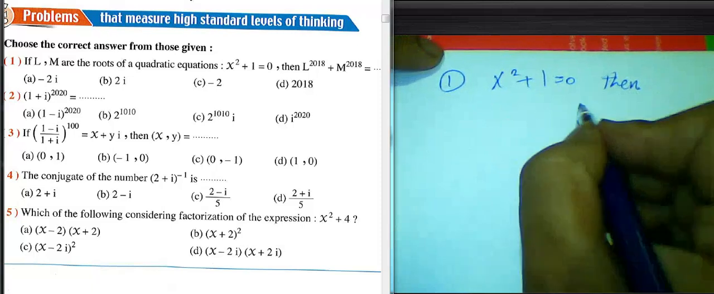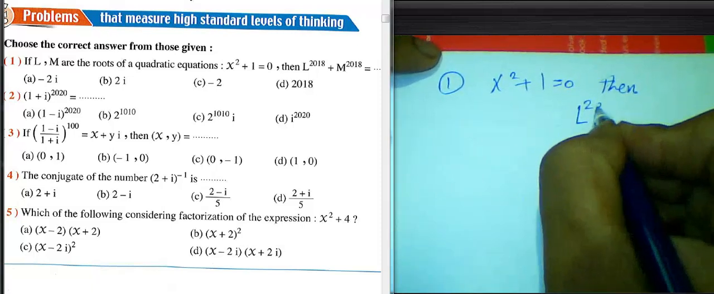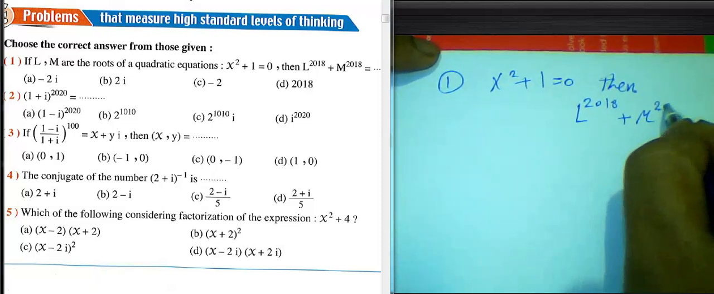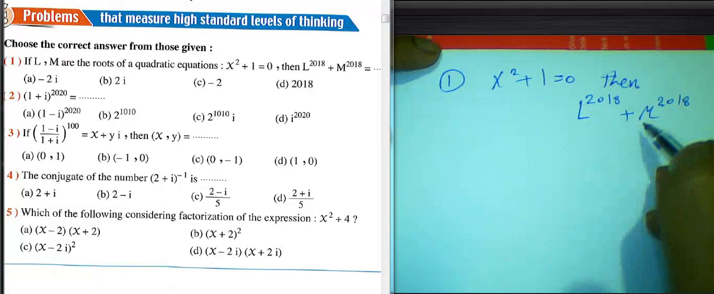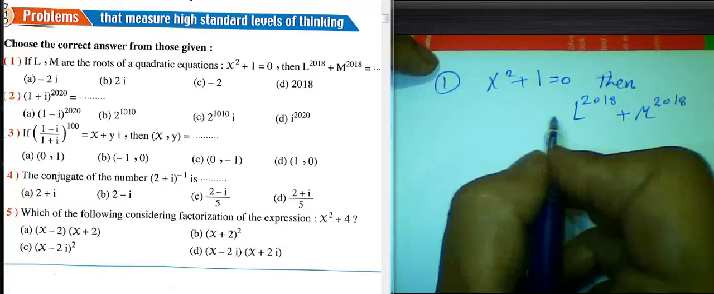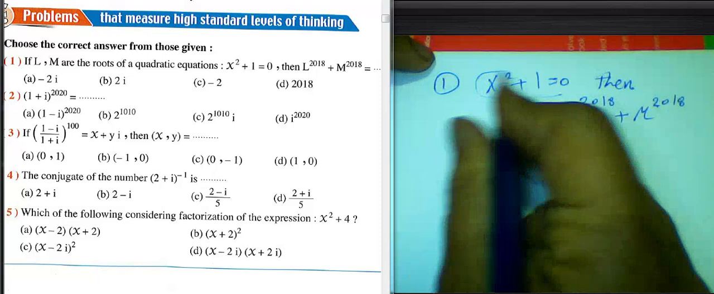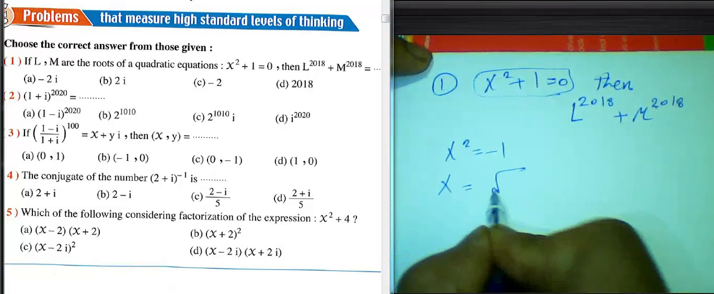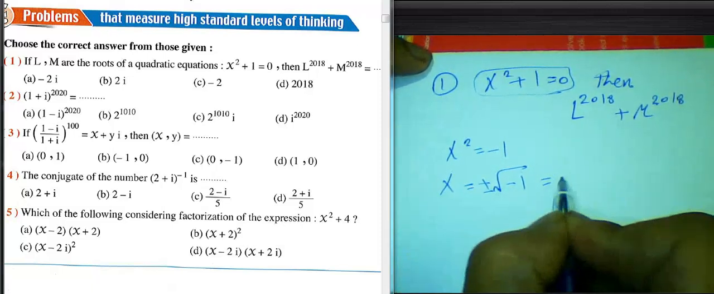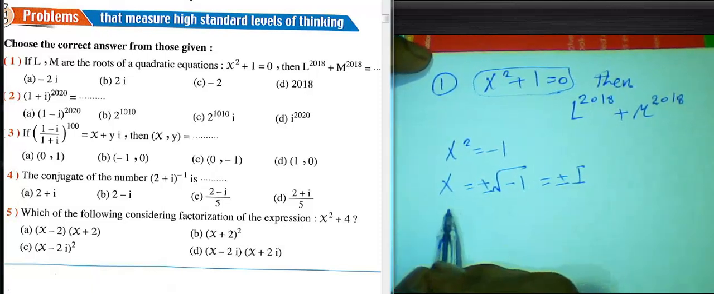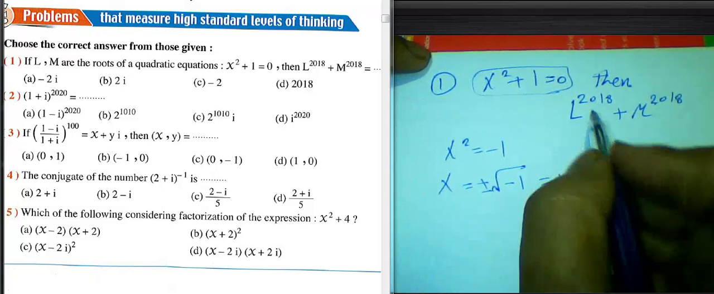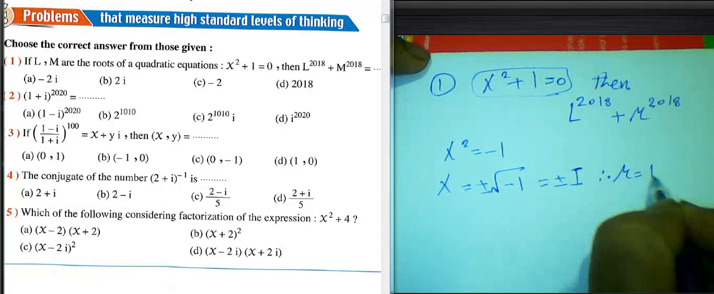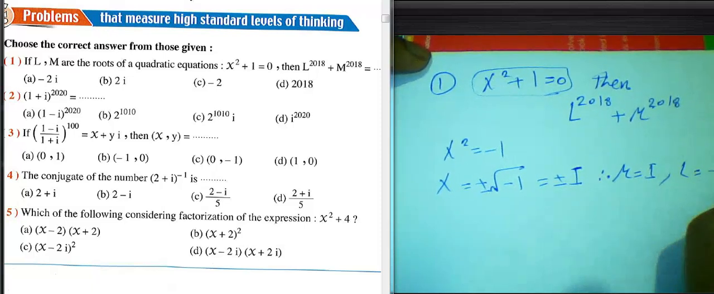find L power 2018 plus M to power 2018. We know L and M are the roots of the quadratic. Here x power 2 equal -1, so x will be the square root of -1, positive or negative i. So we can write i positive or negative, and we will take M equal i and L equal -i.